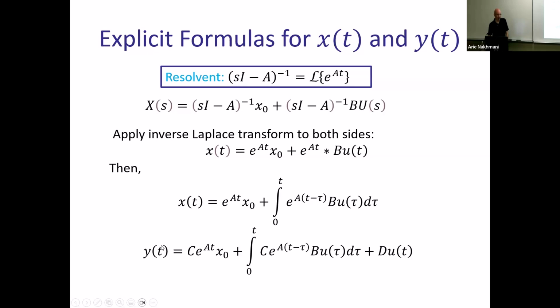And same thing for the output. You're just multiplying by C plus Du. That's it. So you have the actual explicit solution for the state equations to find y as a function of u. Pay attention, it's dependent only on the matrices and on u. That's it. So the output y, you can write explicitly.